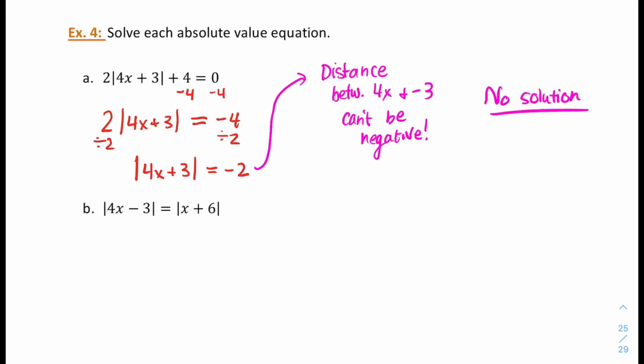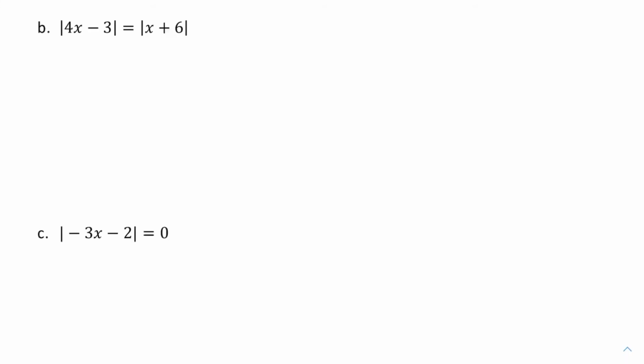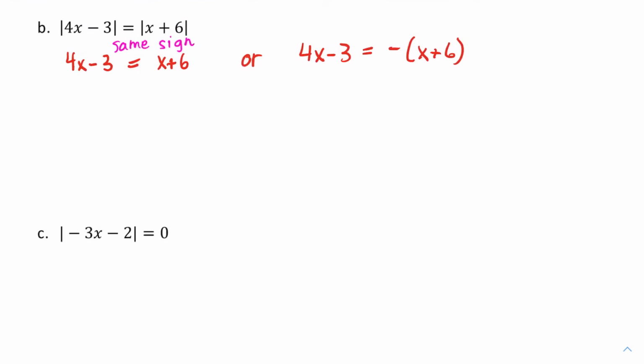If you look at part B, that's one where making our two cases is going to be necessary since there's an absolute value on both sides of my equation. So I would either have 4x minus 3 be equal to x plus 6, or I could have 4x minus 3 be equal to negative quantity x plus 6. Essentially, your two values inside could have the same sign and have their absolute values be equal, or they could have opposite signs and have their absolute values be equal.